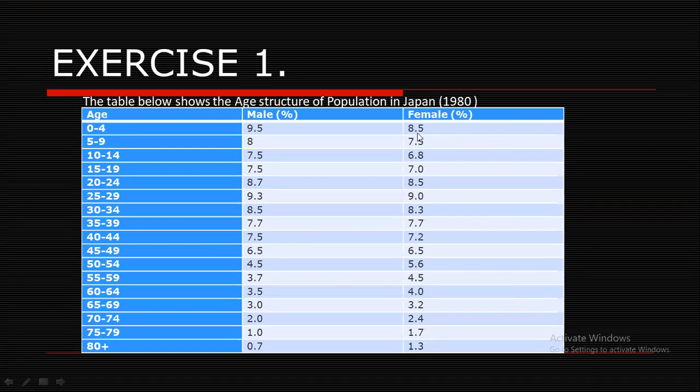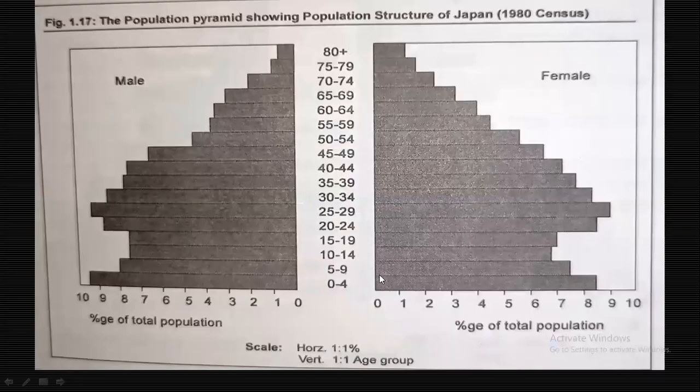What does the female side give us? 8.5. You will go to the graph and put here, you ruler here, mark off 1 centimeter and make 8.5, which is there. The next one, 5 to 9, is giving us 7.5. And then you also do the same as we did on this side.